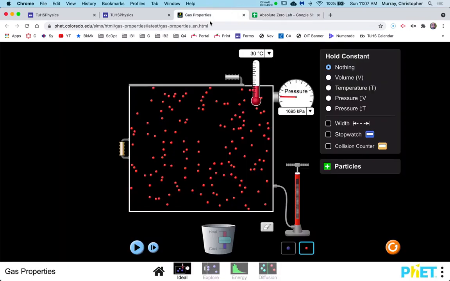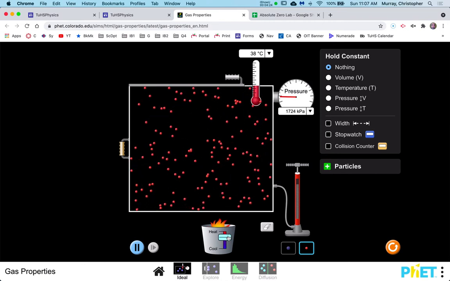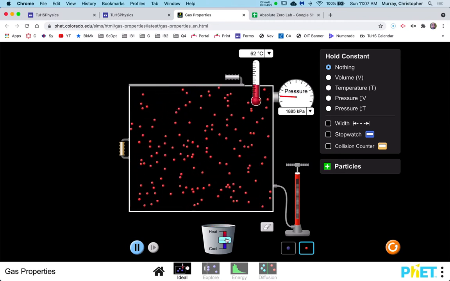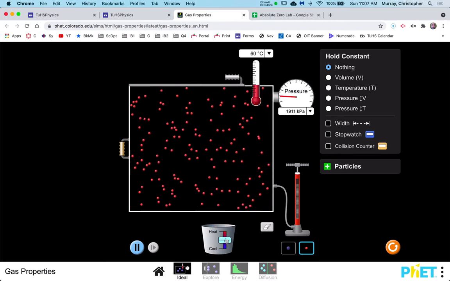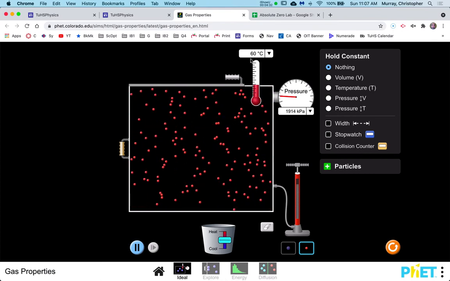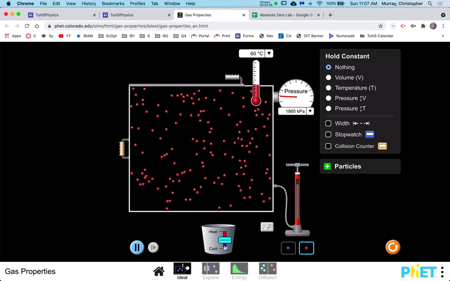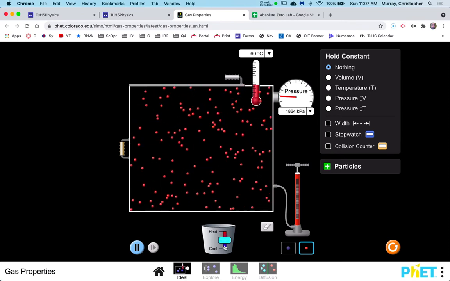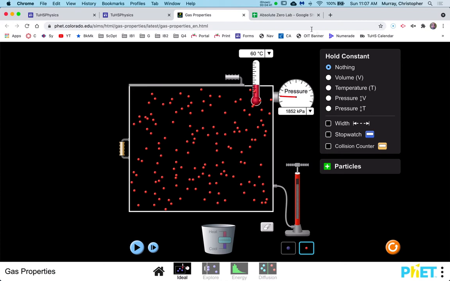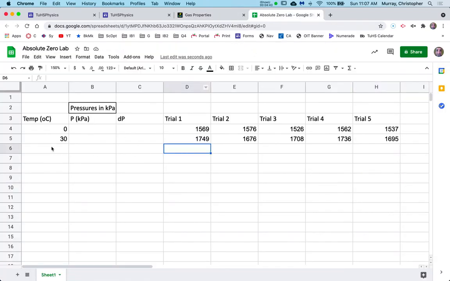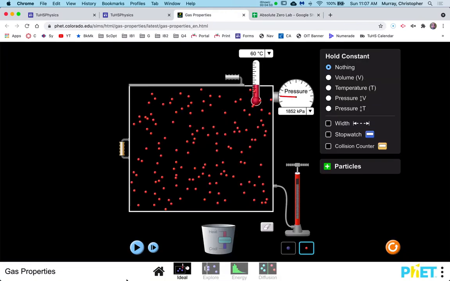Okay, and now we need data at 60. So it's got to be running, and I'm going to heat it up to 60. All right, and by the way, 61 is fine. Whatever temperature you get it to, it's close to 60. If it's hard for you to futz with this, you can just get it close to some value. So my first is 1852. So this is 60. 1852. Tab, by the way, moves you over a space.